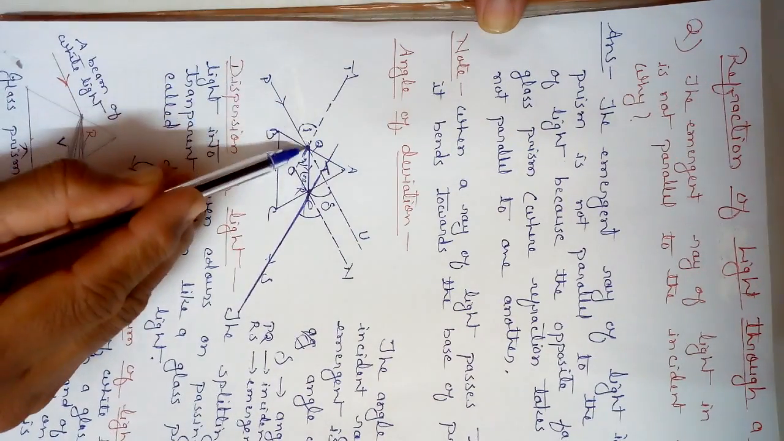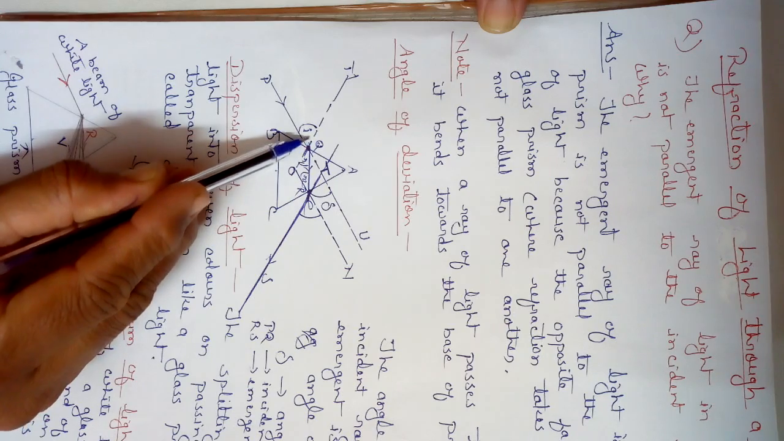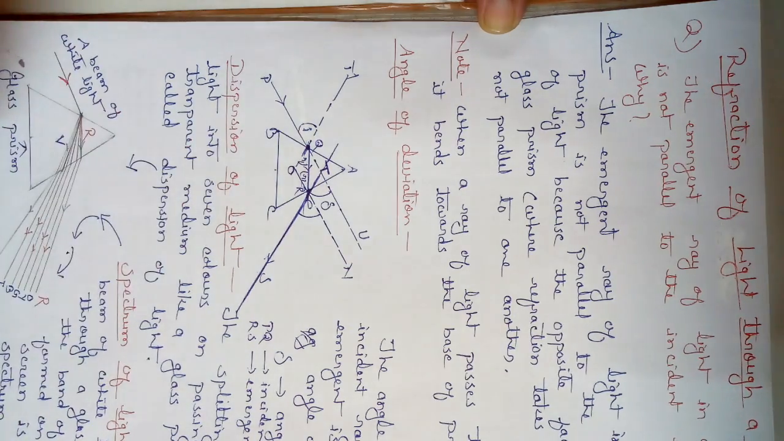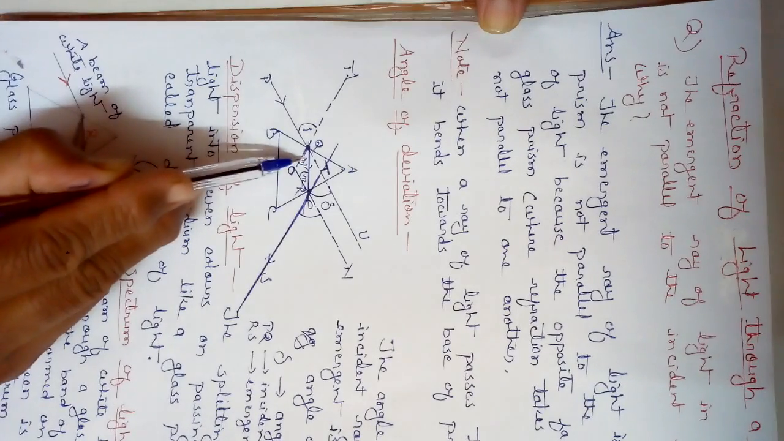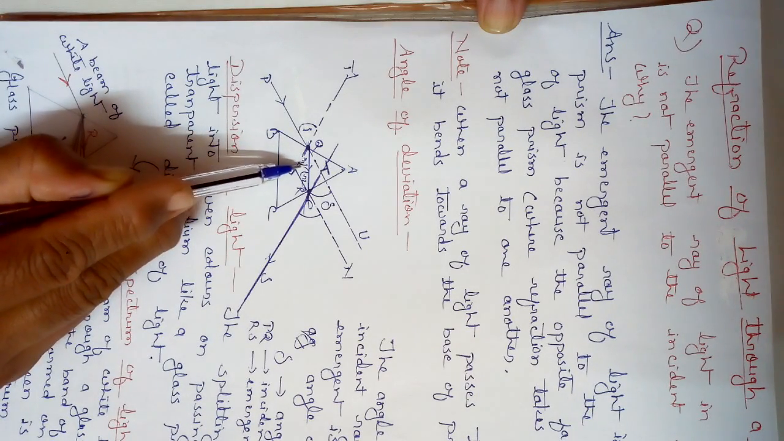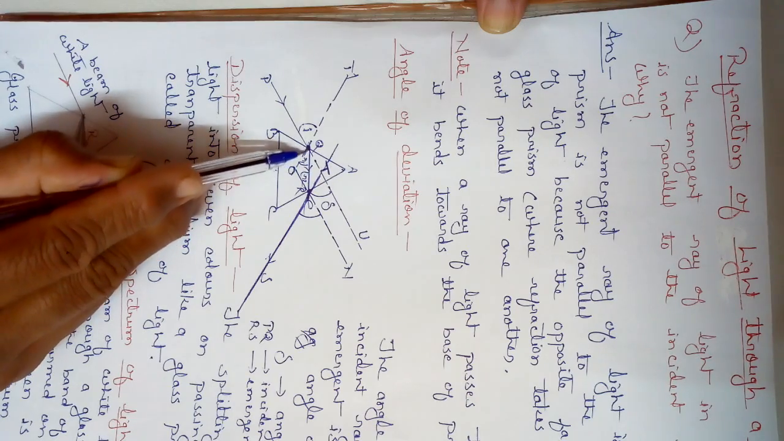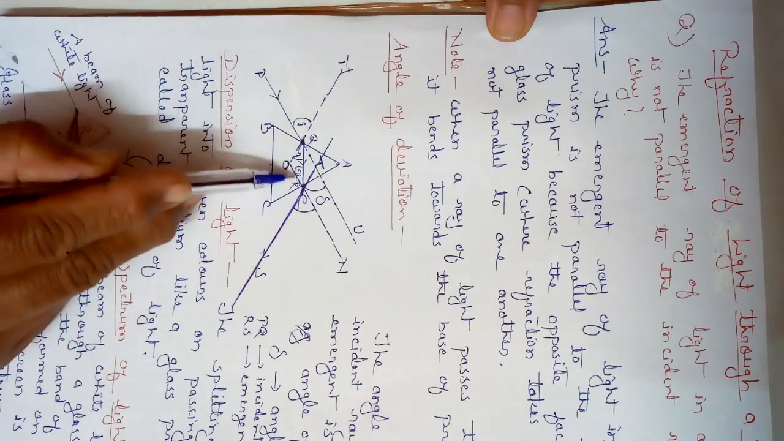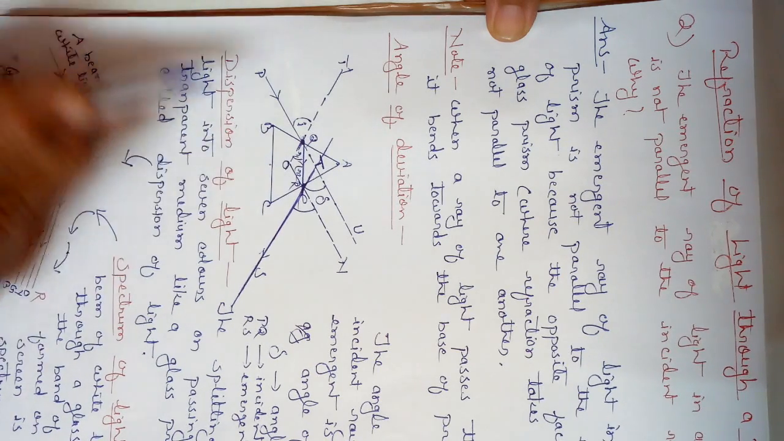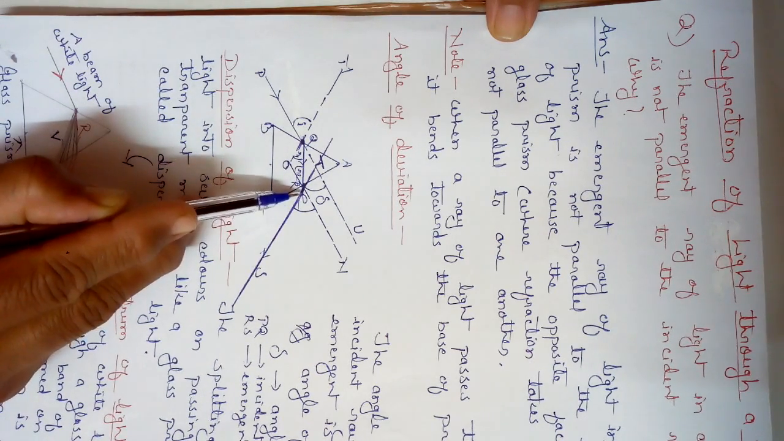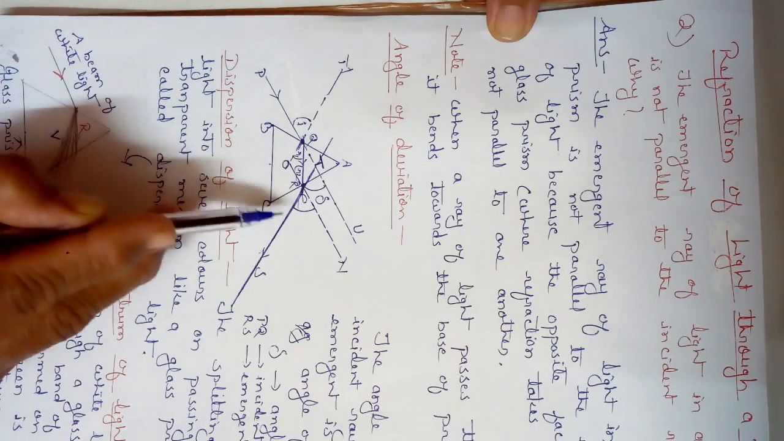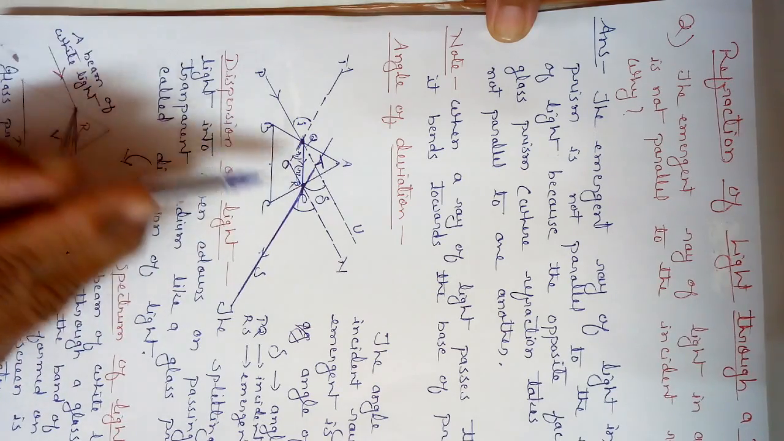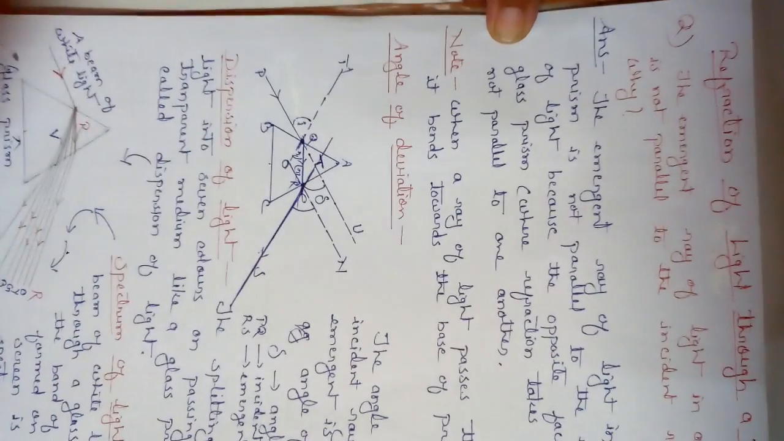Now the angle formed by the incident ray with the normal is called the angle of incidence, and the angle formed by the refracted ray with the normal is called the angle of refraction. There are two angles of refraction here, one is this and the other one is here again, and the angle formed by the emergent ray with the normal at the point of emergence is called the angle of emergence.